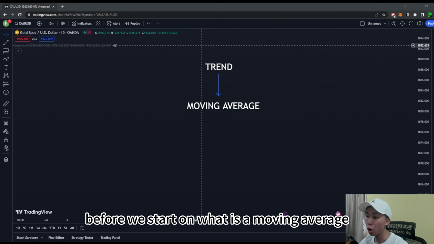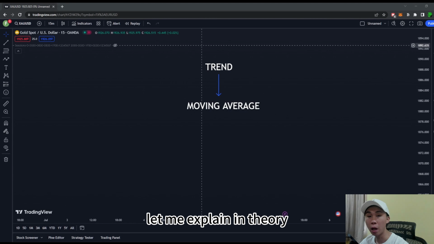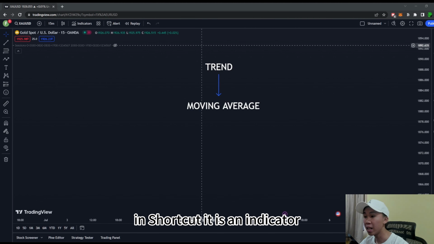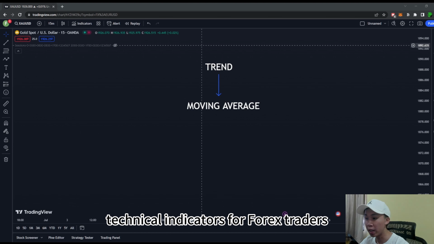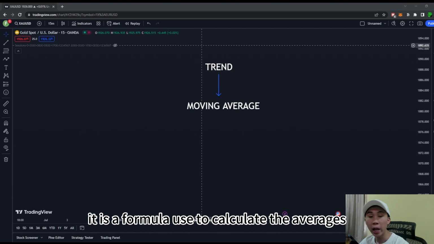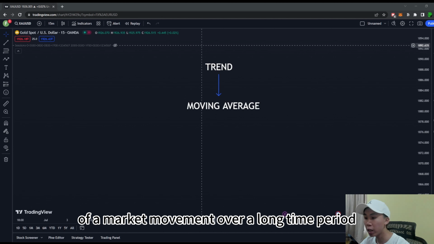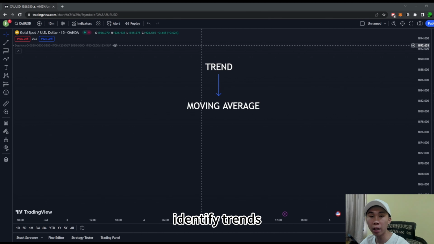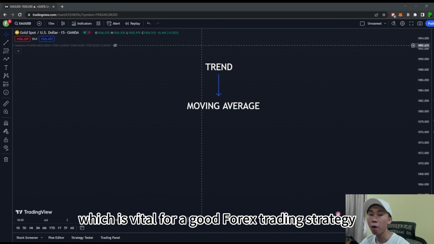Before we start on how to use a moving average, let me explain the theory. Moving average also stands for MA in short. It is one of the most used technical indicators for Forex traders. It is a formula used to calculate the average of a market's movement over a long time period, usually weeks or months rather than days, to identify trends, which is vital for a good Forex trading strategy.